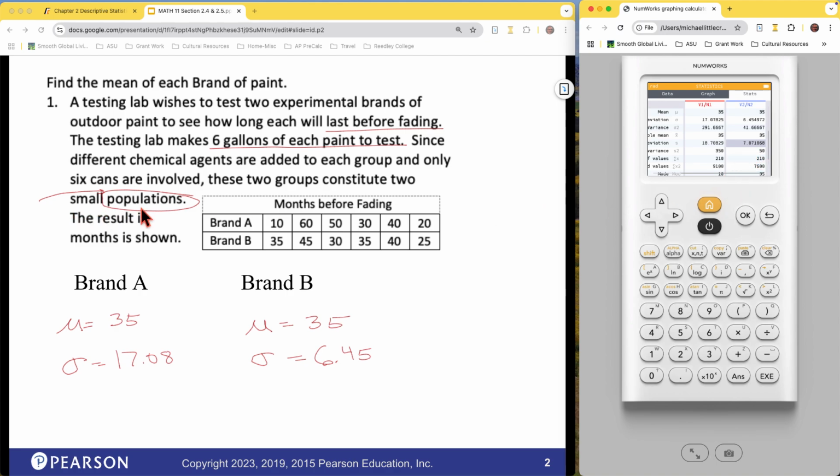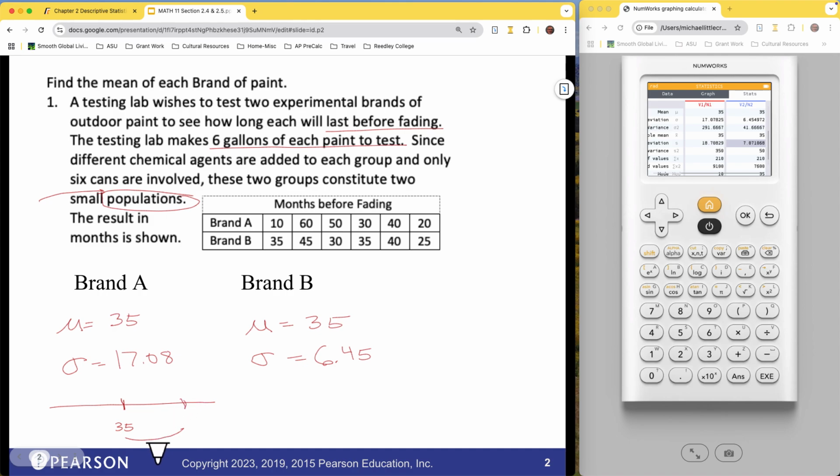So again, you have to know whether you're dealing with a population or a sample. It's crucial. If you get it mixed up, you'll be close, but you won't be correct. And we're going to see why that is when we get to the calculation part. So what does this all mean? Well, for brand A, on average, the paint lasts for about 35 months. That's the average. But the data is spread out. You could get 17.08 more months on average, 1 standard deviation.